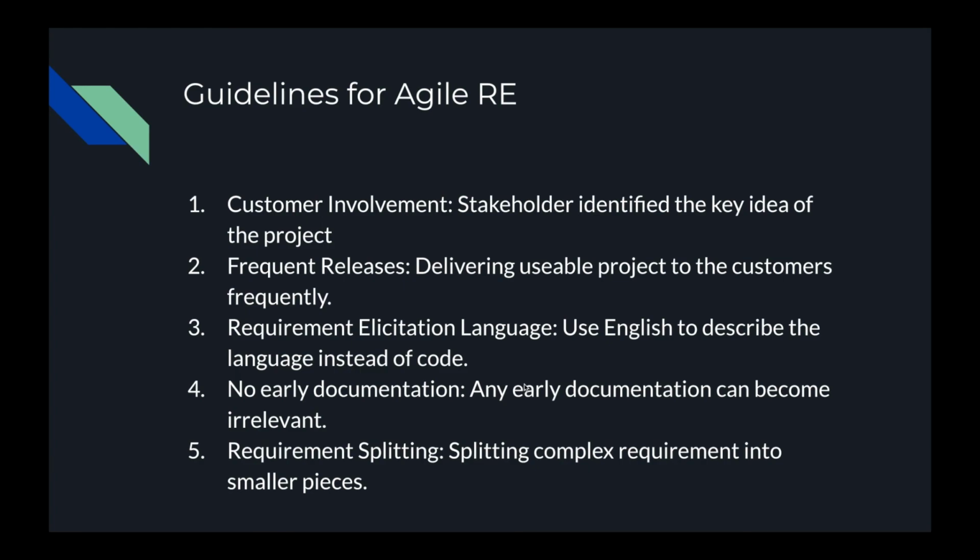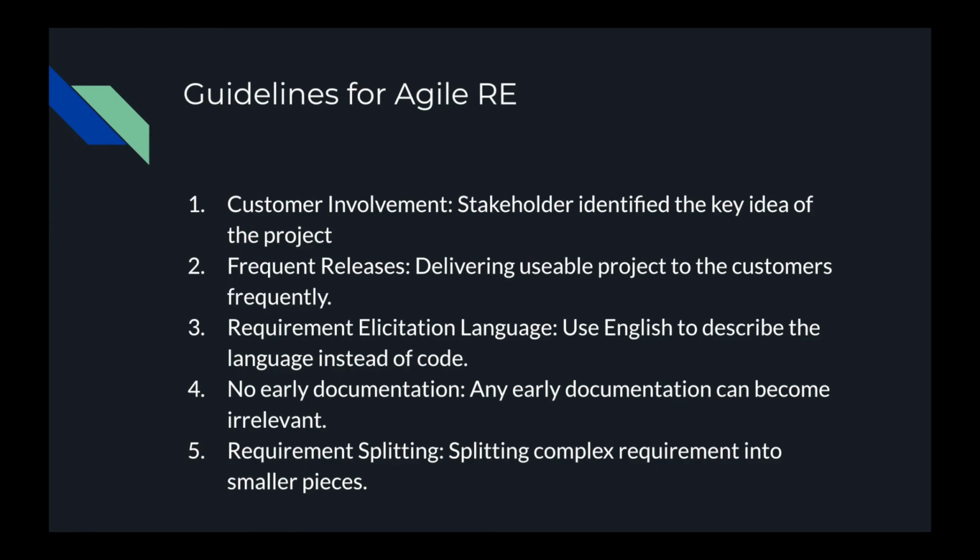Here are some guidelines for Agile requirement engineering. First is customer involvement. The stakeholder identifies the key idea of the project. The stakeholder might not know how to implement all of those because that's the job of our software developers, but they know what they want. They're going to tell us what they want, and we are trying to make it come true. But we need to get the customer involved so that we can satisfy them. We can get the useful software that they want.